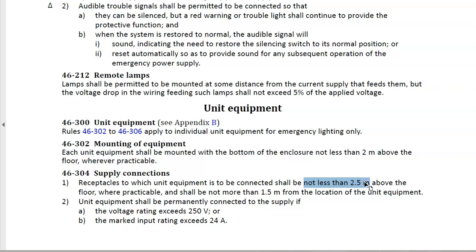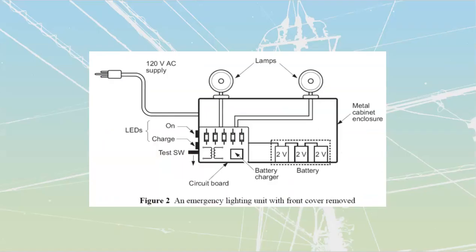Standard appliance cord length is 2 meters. That's vacuum cleaners and the like. Which means that if we put something 2.5 meters, most people won't go plug day-to-day equipment into it. We don't want them running day-to-day equipment on it because they might trip out the breaker, etc. So it has to be not less than 2.5 meters above the floor and not more than 1.5 meters from the location of our actual unit equipment.